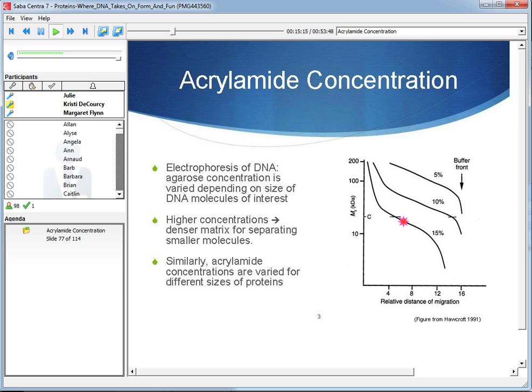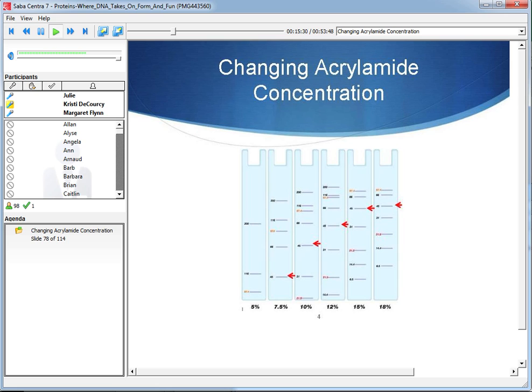If you wanted to look at something larger, say a 100 kilodalton protein, you might want a gel that's 5% acrylamide. The higher concentrations, just like with agarose, are used to separate smaller molecules. And there's a good way to look at this. This is actually a graphic looking at the same molecular weight standards in gels of different concentration.